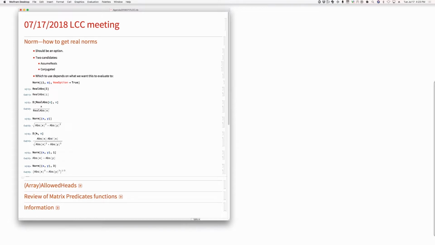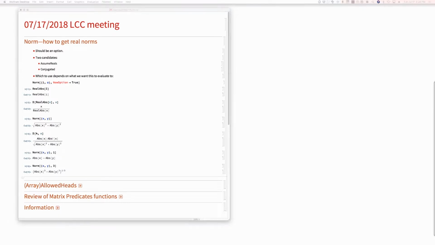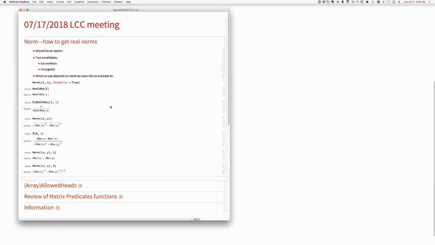Right. Now, one of the issues is, and I think there might be a typo there, that's a 1 rather than an I. Under the last bullet point, there's an example there: Norm of {1, a}, with a new option set to True. Right. And there's a question of, suppose you want this new option, and you evaluate Norm of {1, I}. Do you want something that returns unevaluated, or do you want 0? Yeah, I understand. My claim is that if you do that, then it's no longer a norm. It's norm-like.